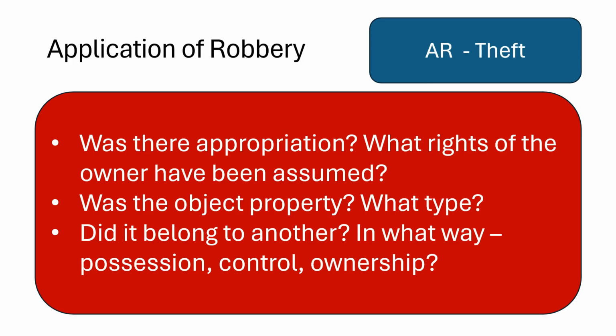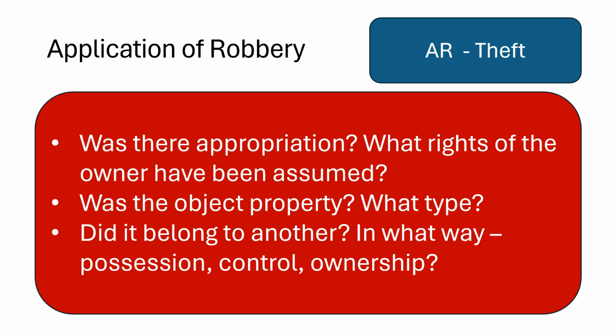So to apply robbery then, we need to just delve a little bit deeper. We of course, for the first section in actus reus of theft, we need to be mentioning, was there an appropriation? Make sure you talk about the rights of the owner and what have been assumed. You need to establish what type of property the item was and whether it belonged to someone else.